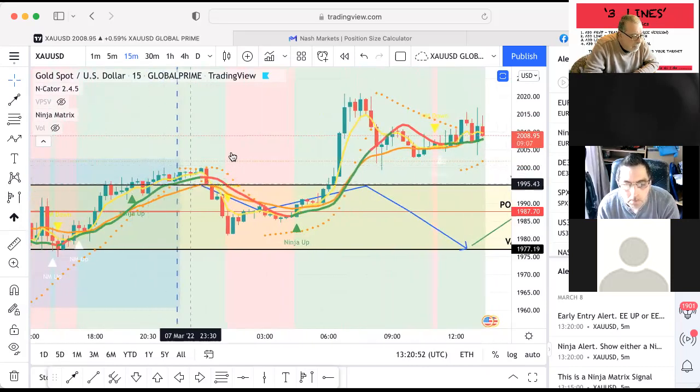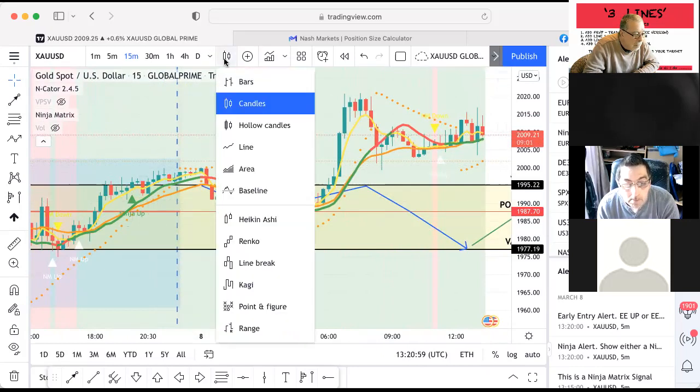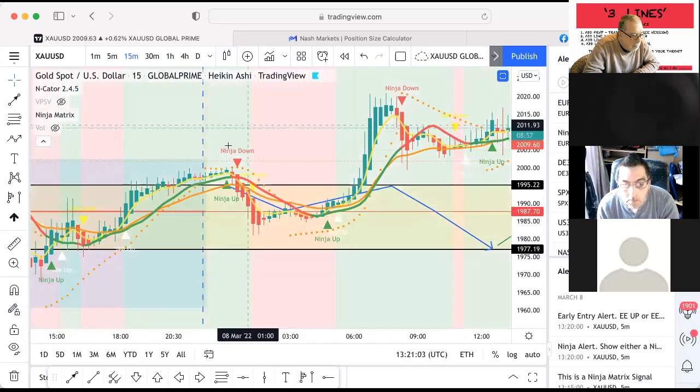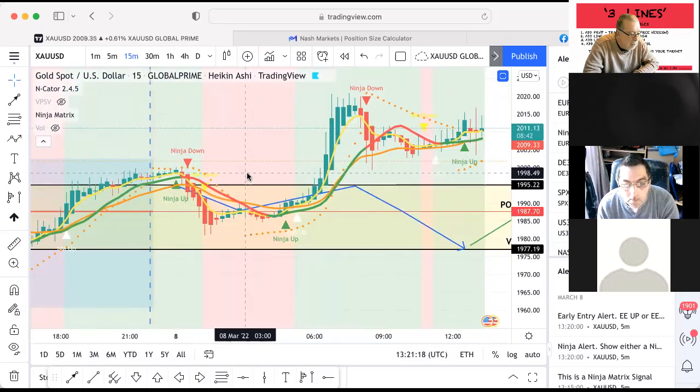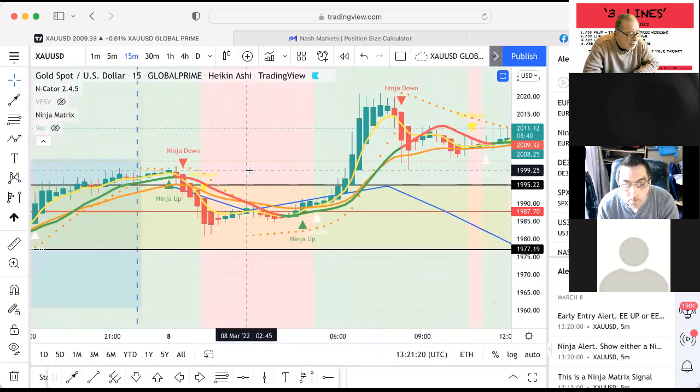And where are we? We didn't actually get an indicator. Oh, we need to be on Heikin-Ashi candles. Heikin-Ashi candles. Right, okay. So we'd already got the ninja down prior to the ninja matrix down. So that's one big box ticked. That's a second box ticked. So we're now looking for the third item on my checklist.